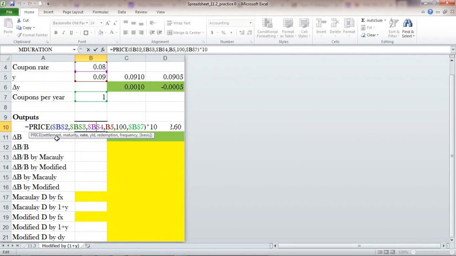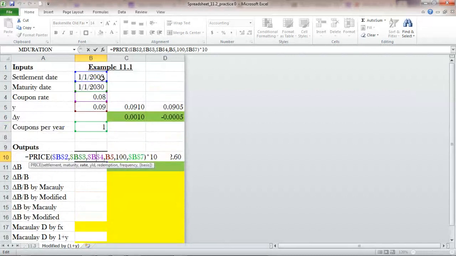And if you use the price function, first is the settlement date, which is the date of purchase, the date you buy the bond, and then the maturity date. So this is a 30-year bond, right? And then rate means coupon rate.